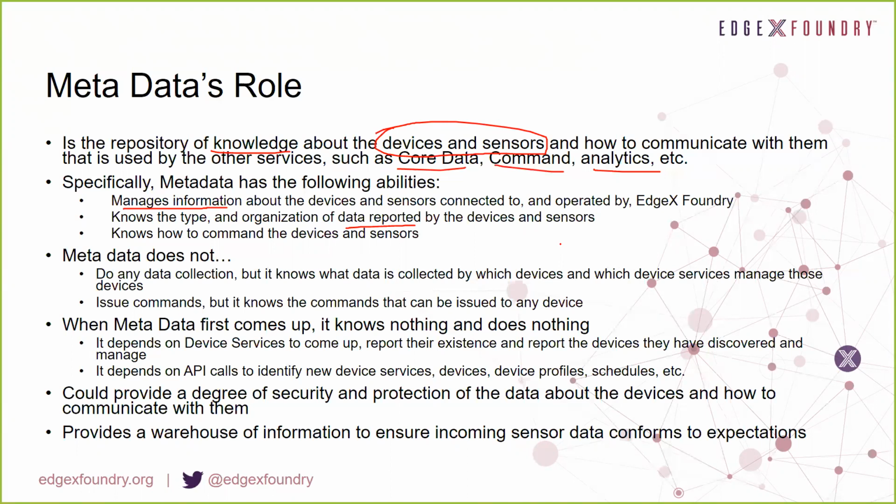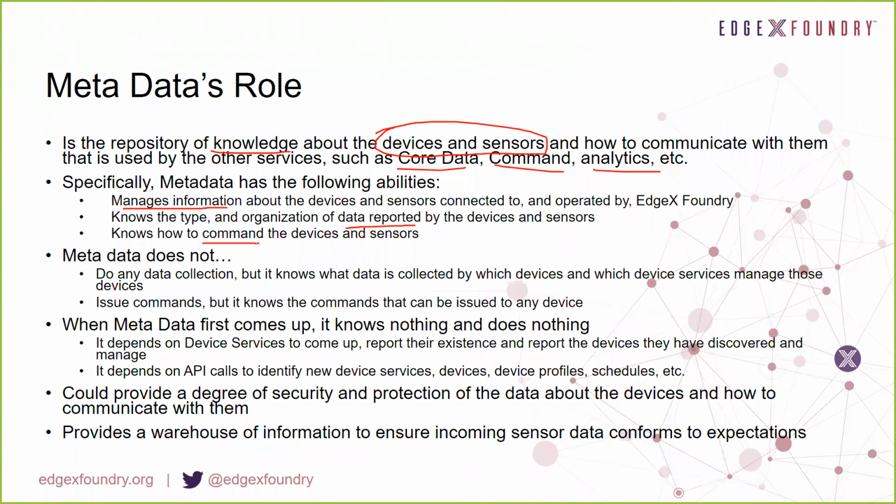It also knows how to send commands to the devices and sensors. It knows what those devices and sensors use to serve as, if you will, the API for how to set the particular variables or set the information inside those devices and sensors. How do you actuate those devices and sensors? So it is the source of information about how to get information out of devices and sensors and how to actuate back down to devices and sensors.